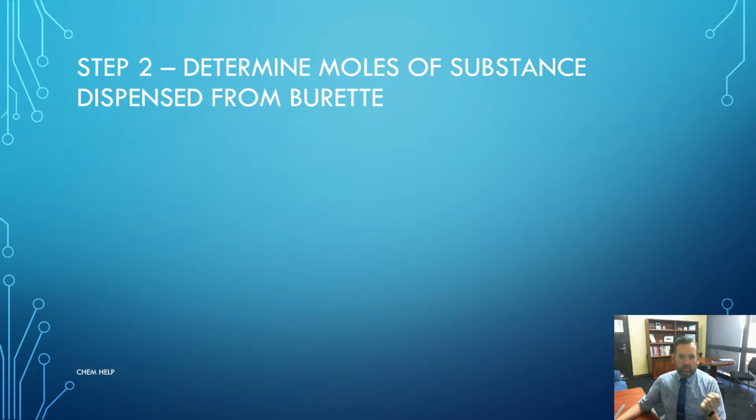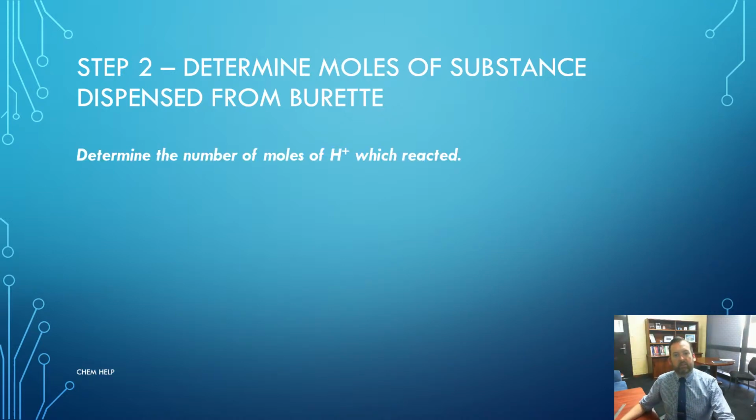So step two is to determine the number of moles of substance that actually came out of the burette. This is a standard step. If you do nothing else, find the number of moles, you'll get 1 mark for this, and you should be able to do that straight away because you'll always be given the concentration and the volume. Okay, so determine the number of moles of H+ that actually reacted. So n equals c times V. Make sure your volume is converted from mL to litres. That's a mistake a lot of people make because it's just a simple oversight.